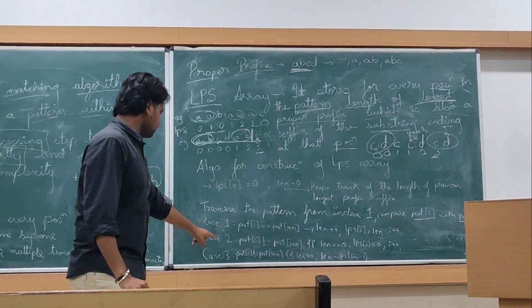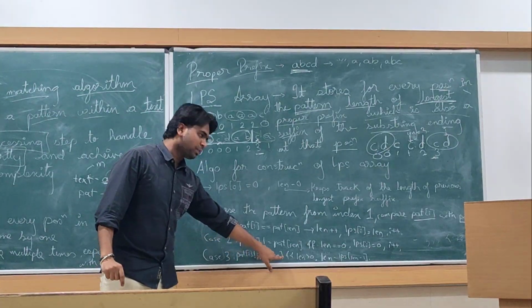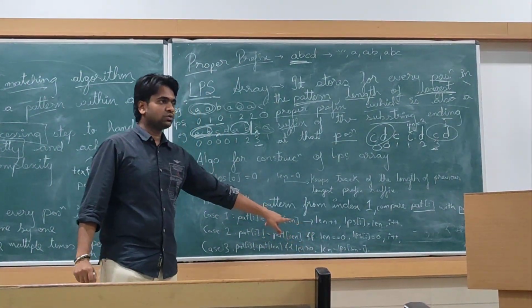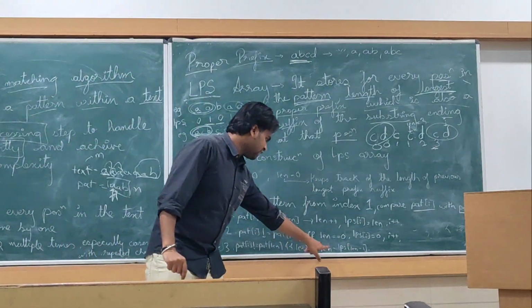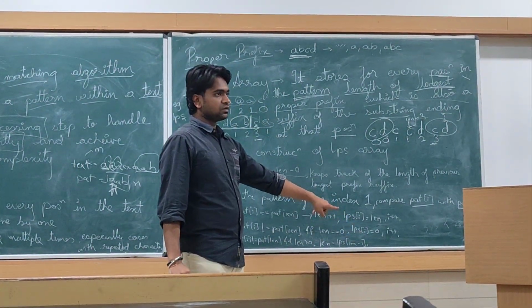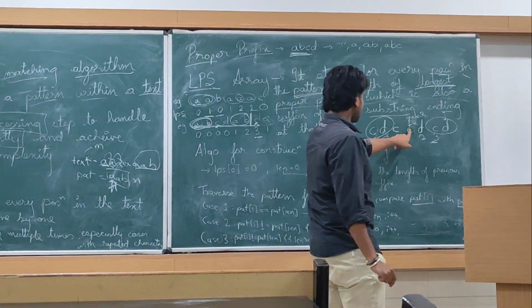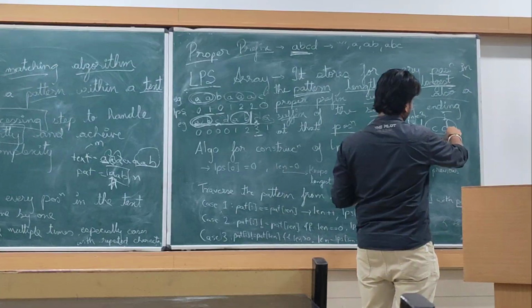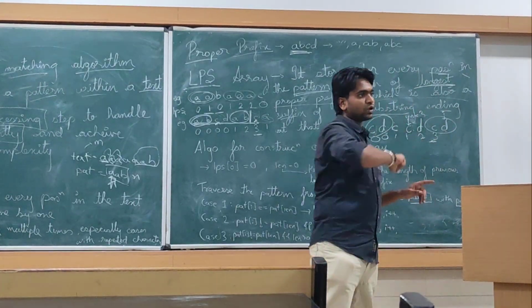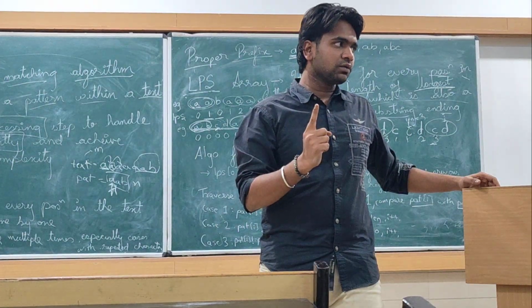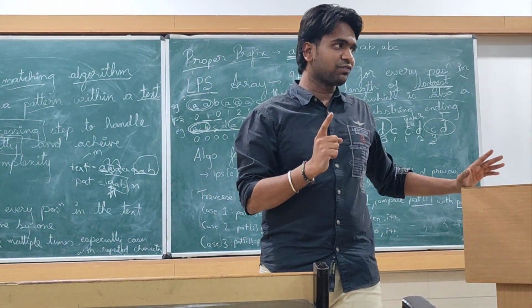So that is the reason: if pattern of I is not equal to pattern of length and length is greater than 0, then I just update length as LPS of length minus 1, right? And then I'll just compare. Again I have to compare. Is this thing clear? You will have to work on it now.